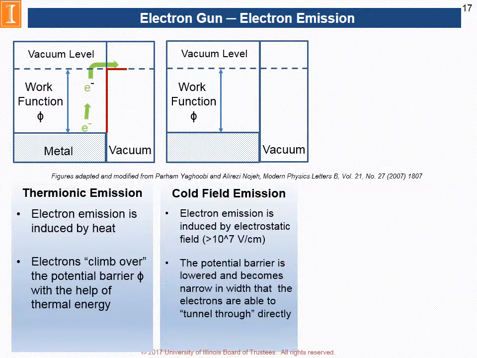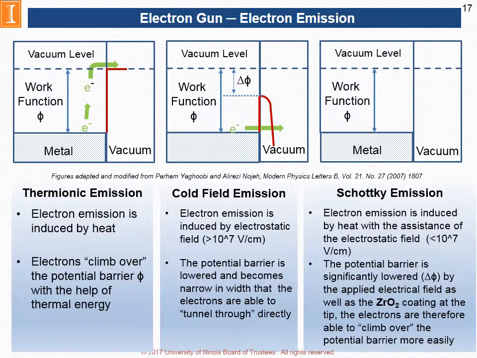The second is cold field emission, where electron emission is induced by electrostatic field. The electrostatic field applied is higher than 10^7 volts per centimeter. As a result, the potential barrier is lowered and becomes so thin that the electrons are able to tunnel through directly.